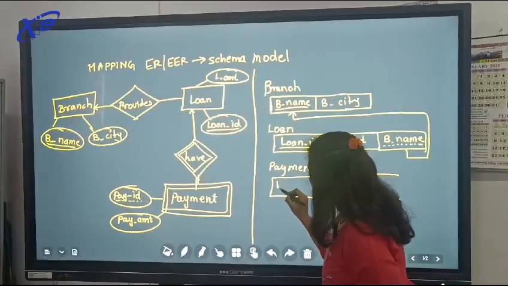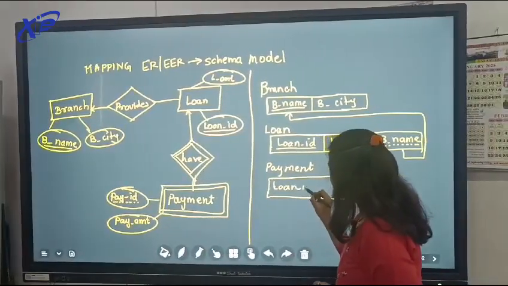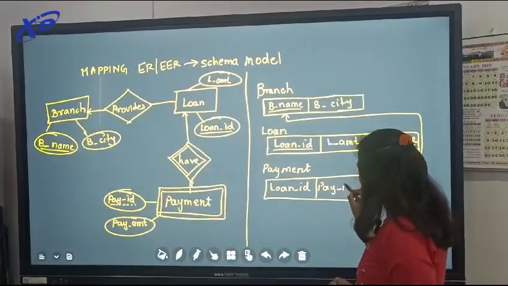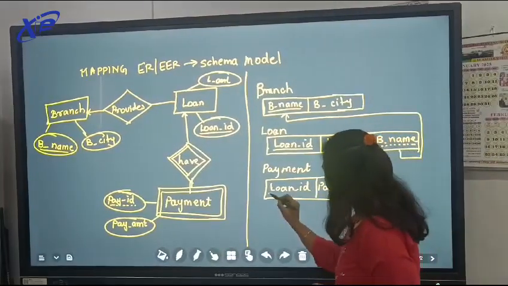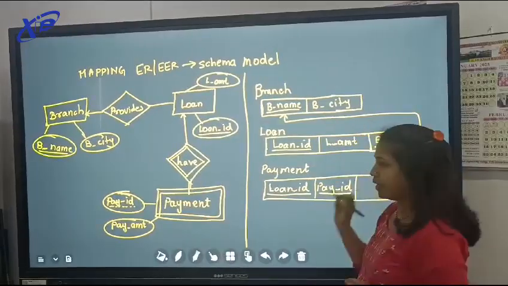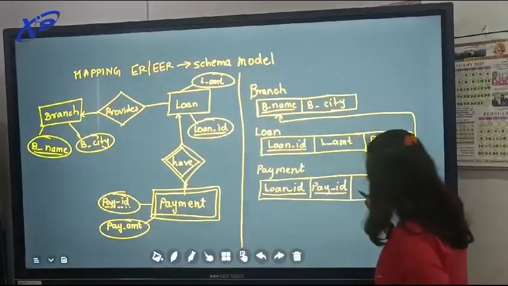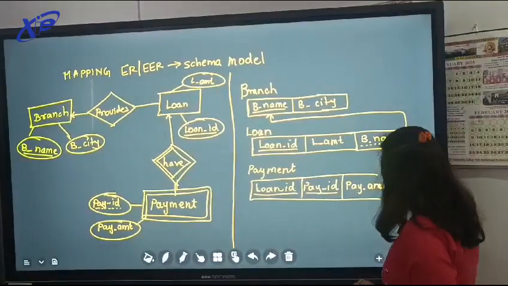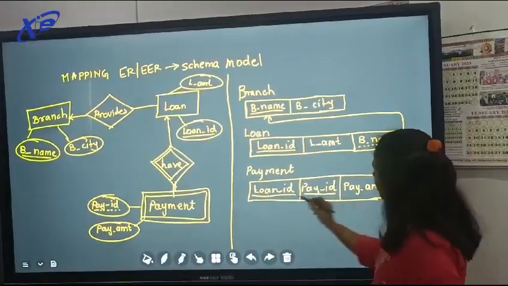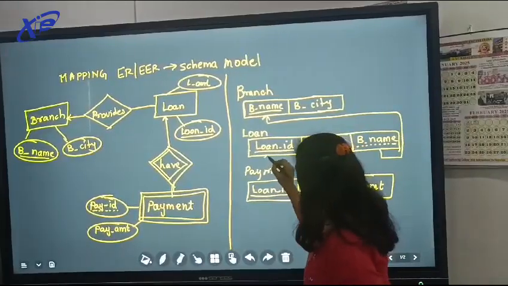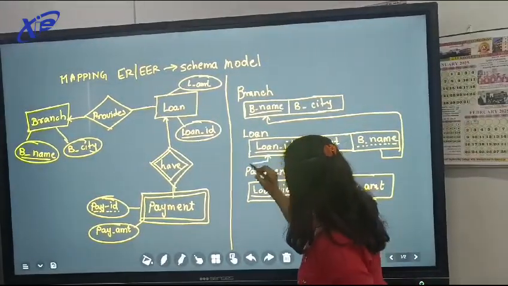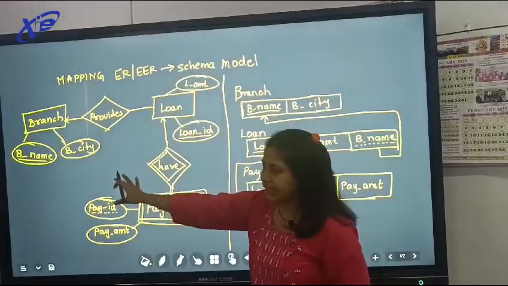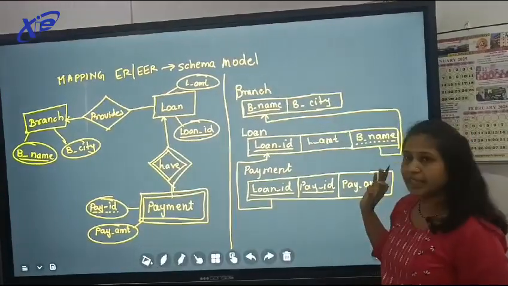So we'll say loan ID and payment ID together as the primary key for payment entity set with its other attribute, payment amount. Now this loan ID is the actual primary key of the loan entity set, so we have to connect via the loan. So based on this given ER diagram, our schema model is ready.